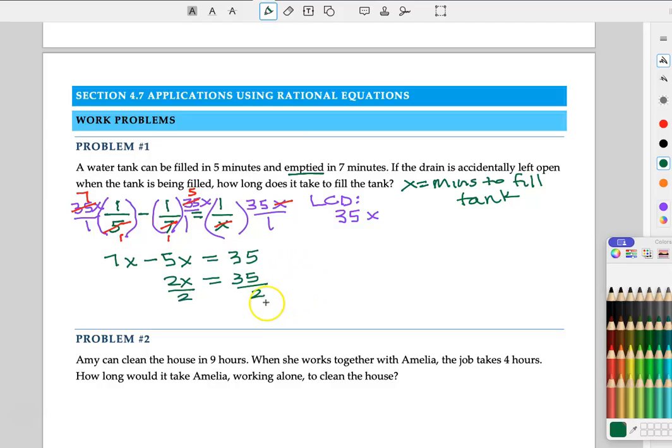Now, usually on this, if it comes out to be a fractional answer, it'll usually have you write it as a decimal, and they'll tell you what place value you need to round it to. All right, but on this, if we do 35 divided by 2, we get 17.5. And make sure you put your label on it, and that would be minutes. All right, so that's how long it's going to take to fill the tank.